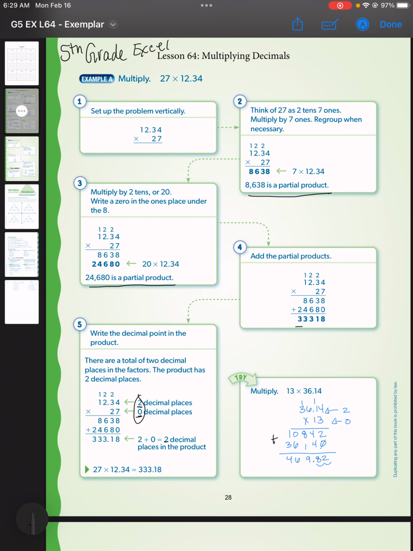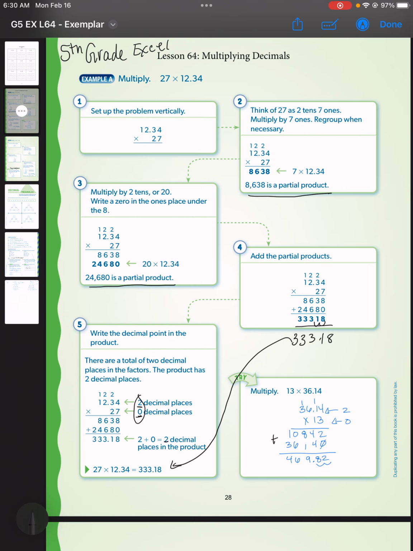So when I have 33,318, and I actually need 2 decimal places, that becomes 333 and 18 hundredths, which is what we have here.